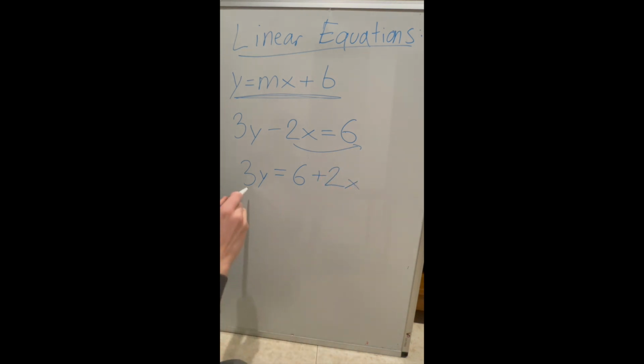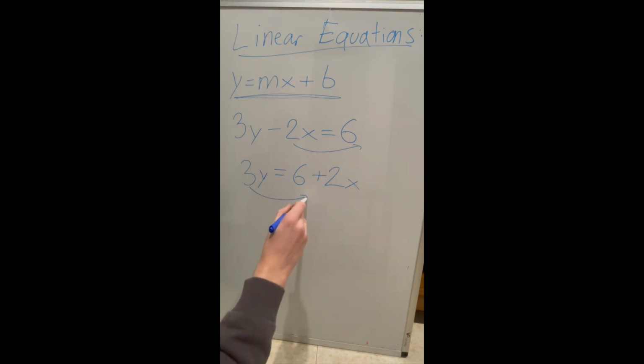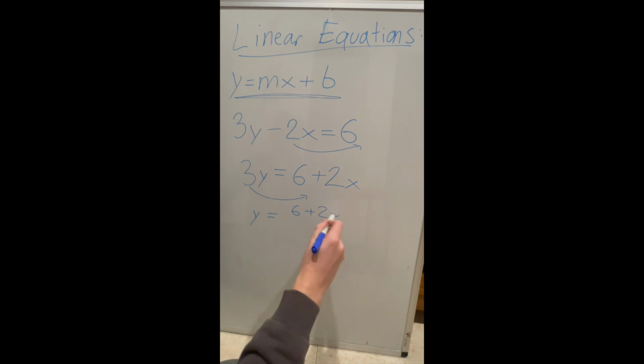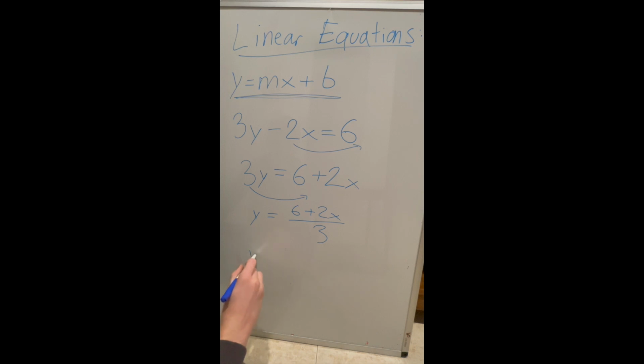And now we must isolate y by passing this 3 to the other side, dividing. Y is equal to 6 plus 2x over 3. We can simplify this further with y is equal to 2 over 3 x plus 6 over 3, which is 2. This is our linear equation.